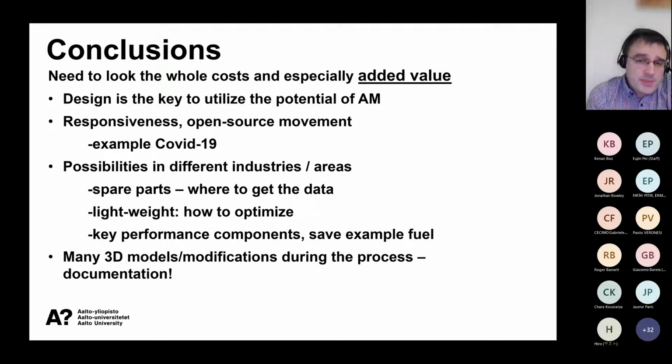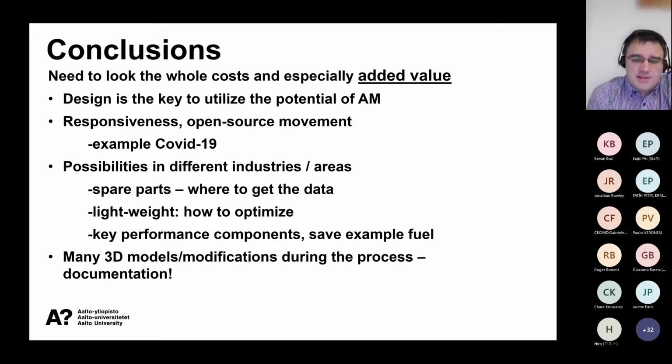Then there is responsiveness and the open source movement; COVID is a good example of that. Possibilities exist in different areas: spare parts, where one problem is where to get the data; lightweight structures, and how to optimize key performance components. For example, if you can save fuel, it might cost double for the component, and it doesn't matter so much anymore if it has a much better performance.